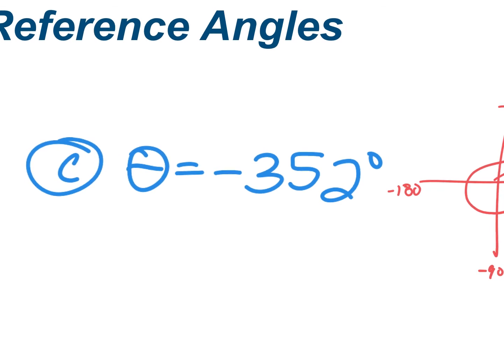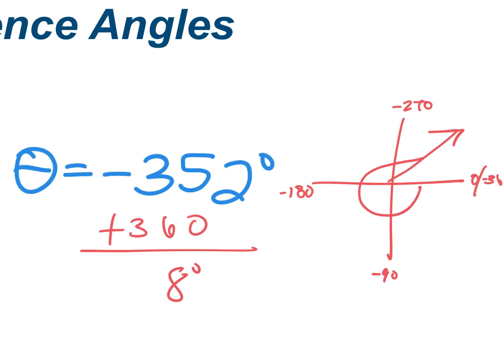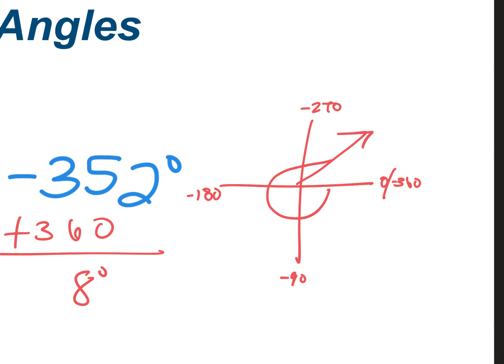What could I do here to make it a positive? What could I add? I could add a whole circle, right? I could add 360 to this, and I get 8. You guys agree with me? Because all we're doing here is adding a whole circle. So if I go here and I add from this point all the way around, I end up with this little piece here.